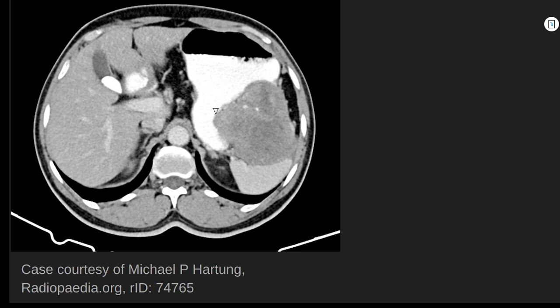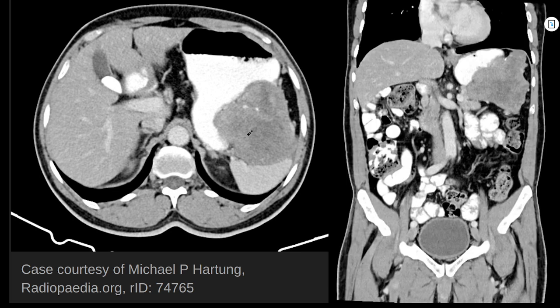As you can see here, there's this lobulated mass lesion involving the lateral wall of the gastric antrum, and this mass lesion has a central area of hyperdensity, likely secondary to ulceration and extension of oral contrast within the mass lesion. The mass has a large lobulated endoluminal component and a large exophytic component as well.